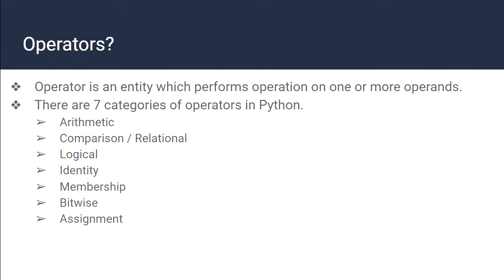In Python there are 7 categories of operators: arithmetic operators, comparison or relational operators, logical operators, identity operators, membership operators, bitwise operators, and assignment operators. In this particular lecture we will talk about arithmetic operators.